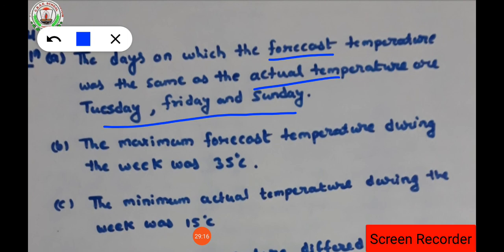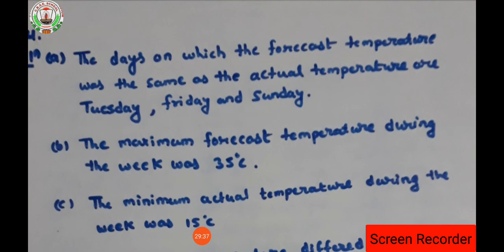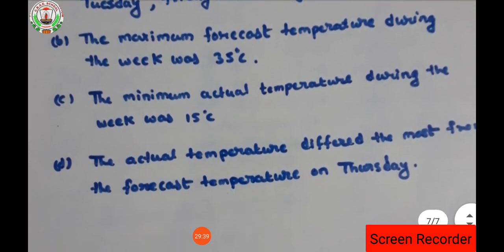In the B part of the question it is asked about the maximum forecast temperature. So the maximum forecast temperature during the week was 35 degrees centigrade. In the C question it is asked what was the minimum actual temperature during the week? So the answer is 15. The minimum actual temperature during the week was 15 degrees centigrade.